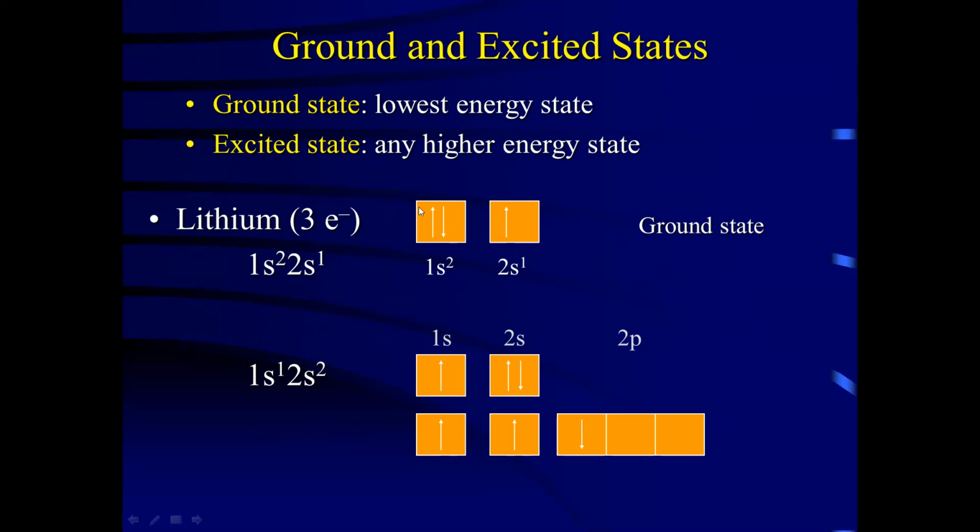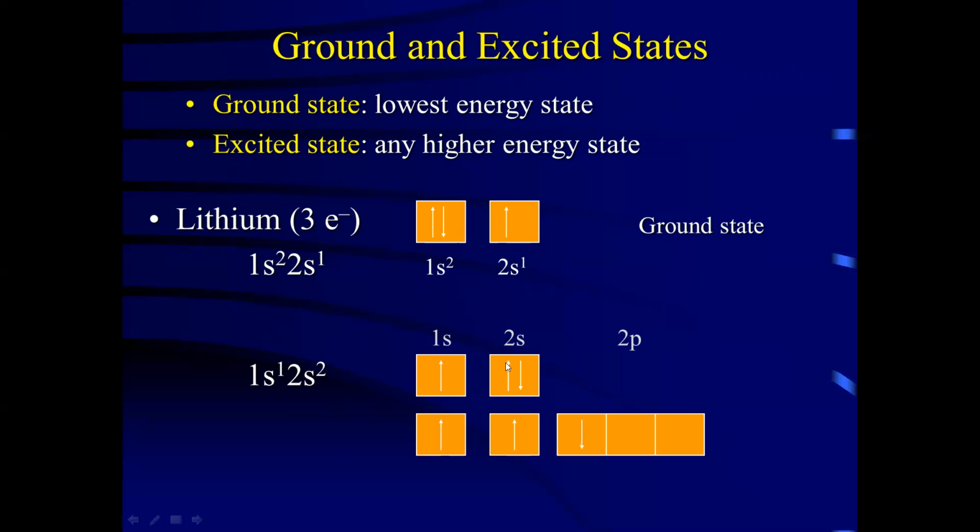This is the way we fill into the lowest energy, which is why this is called the ground state. The ground state means the lowest energy state. You cannot make the energy lower, because this is the orbital with the lowest energy, and this one is the lowest after it.